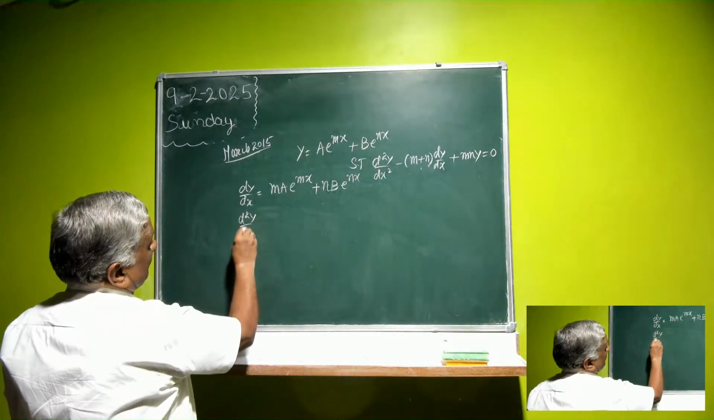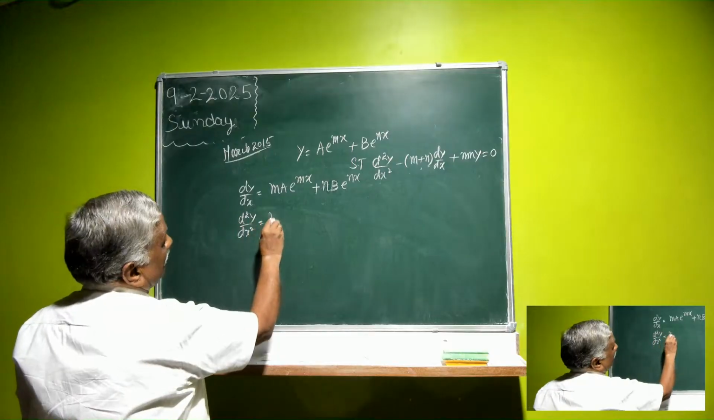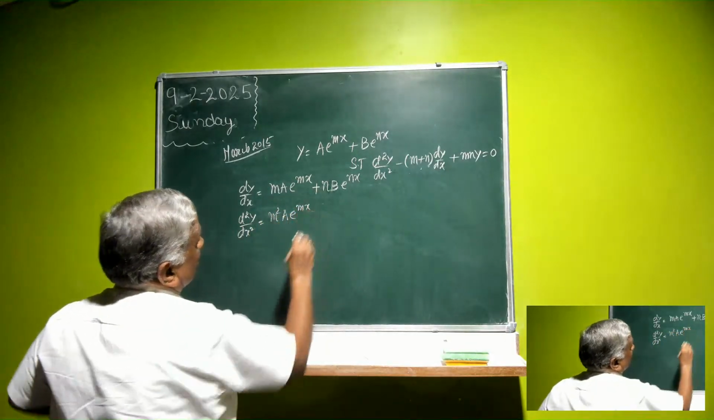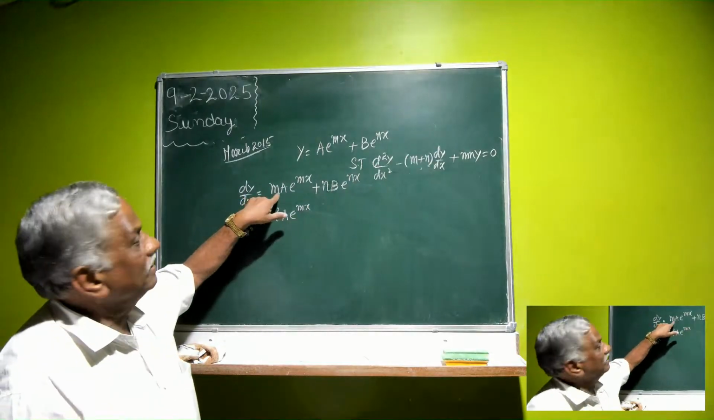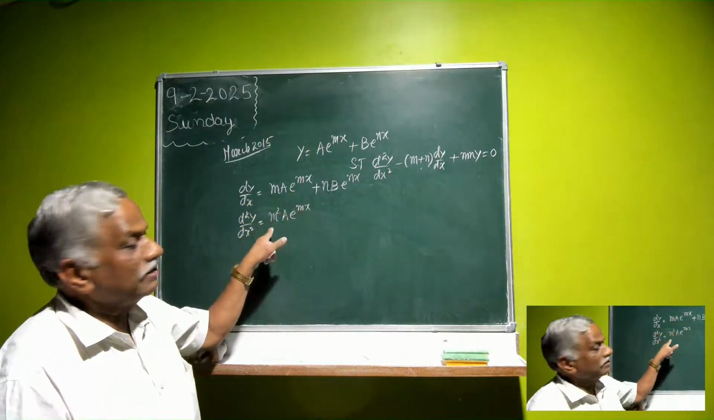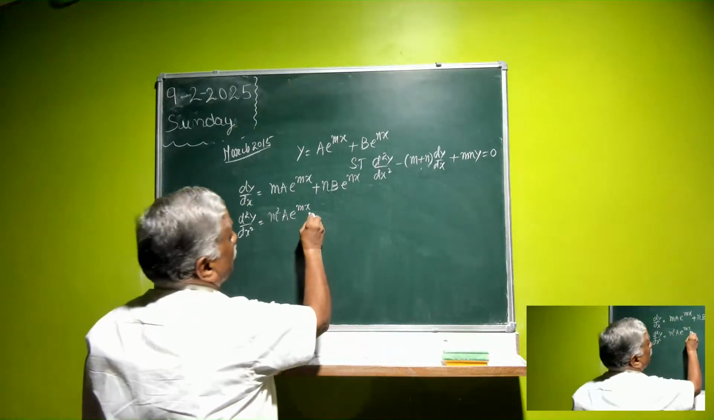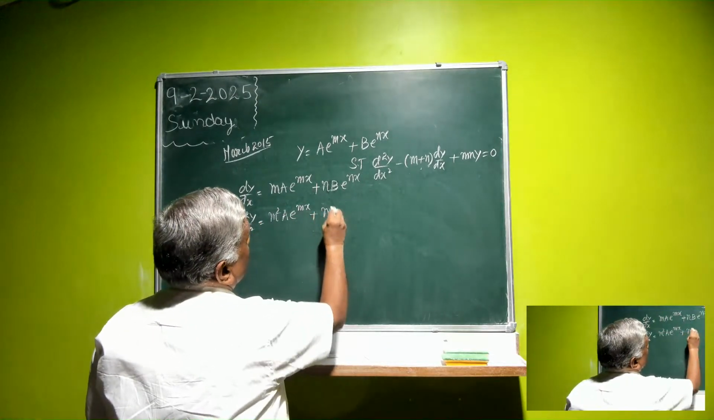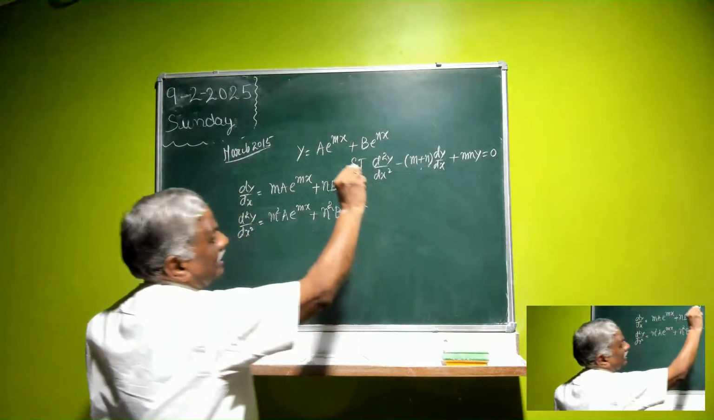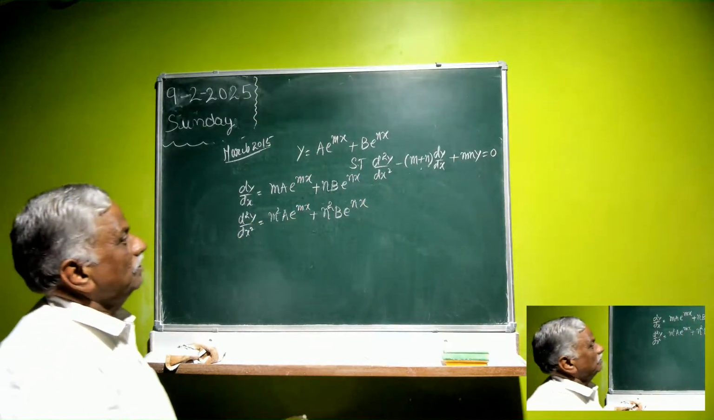d square y by dx square. We will get one more m, so m square a e to the power of mx, because this a is a constant, and keeping that, differentiating e power mx, we get one more m. Similarly, we get one more n here, n square b e to the power of nx. So we have got this term.